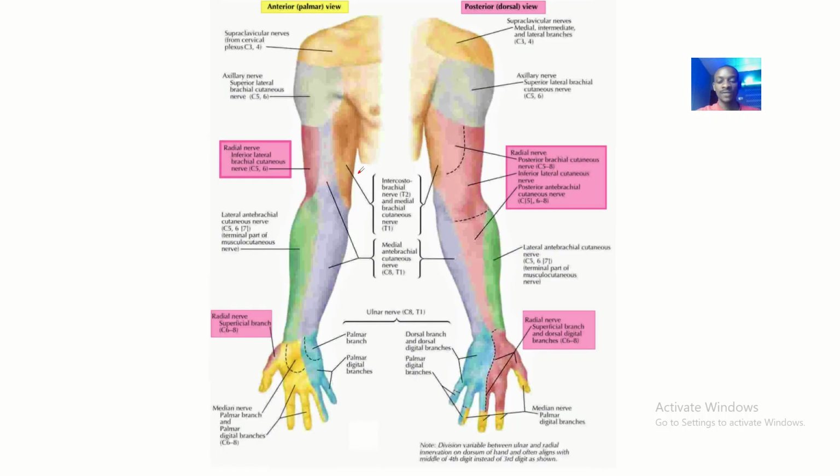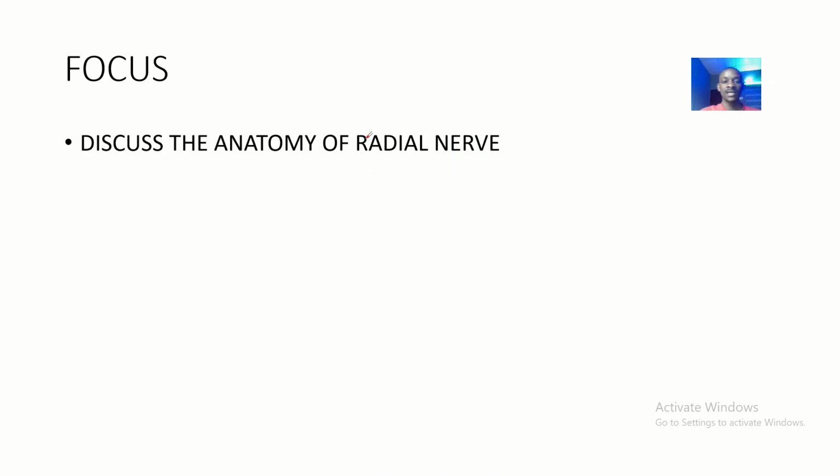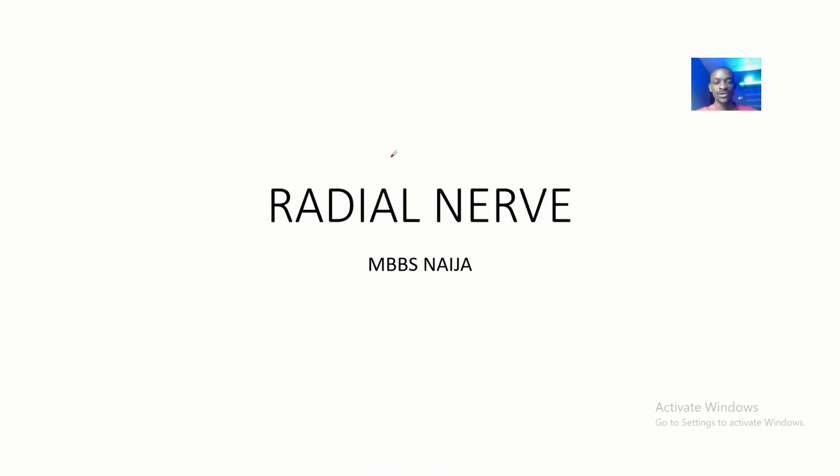I should be talking about a very important nerve of the upper limb, and this is the radial nerve. Okay, radial nerve.